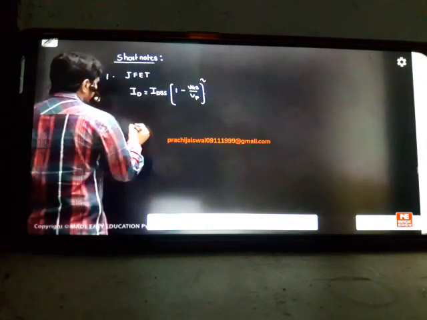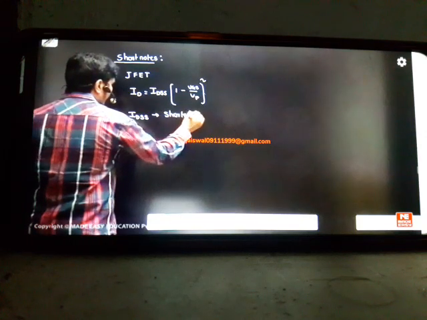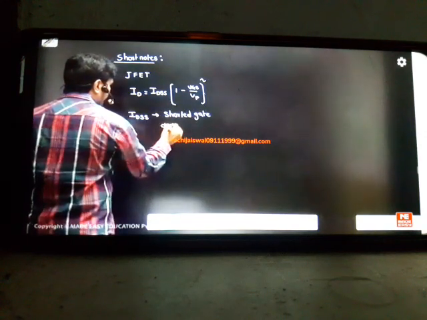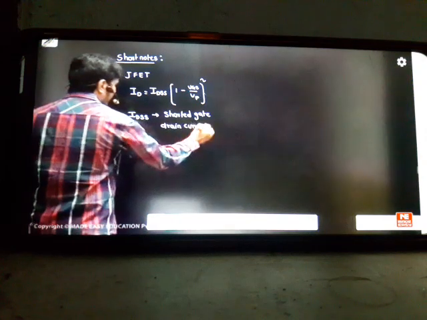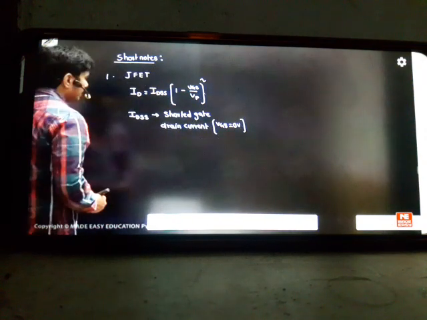IDSS, we call this the shorted gate drain current. This is the current we get exactly when VGS is equal to 0 volts. At 0 volts we have the maximum channel, so we get this current.